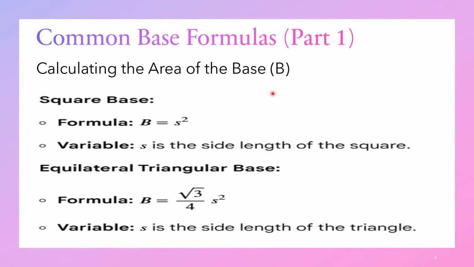In calculating the area of the base, first, for the square base, the formula is B equals S squared. We know that the square has equal sides, so S is the side length of the square. For an equilateral triangular base, the formula is the square root of 3 over 4 times S squared, where S is the side length of the triangle.